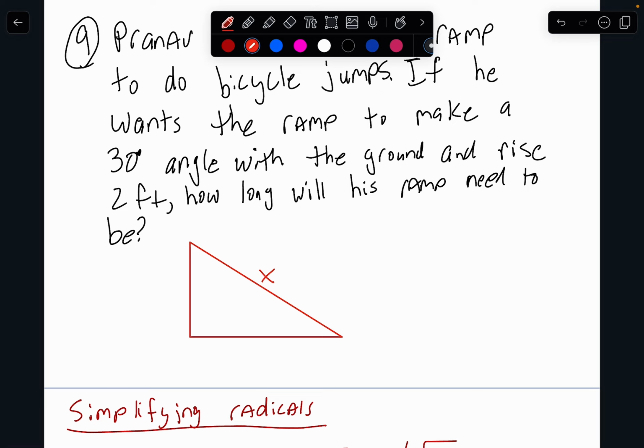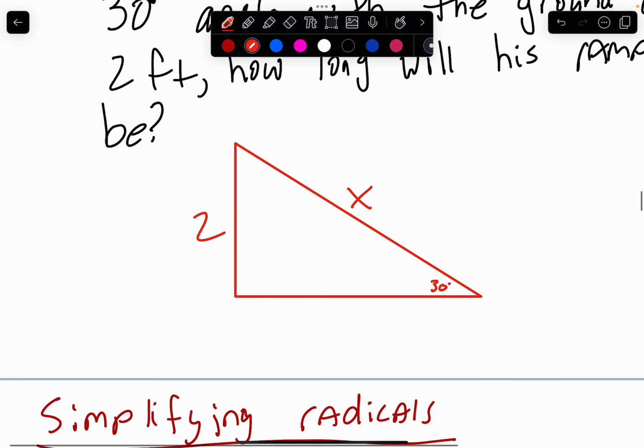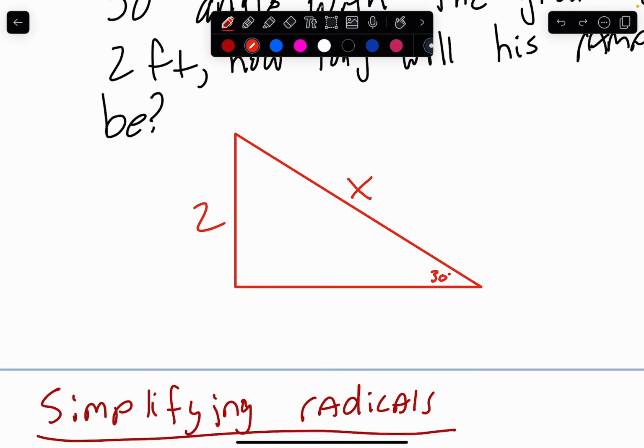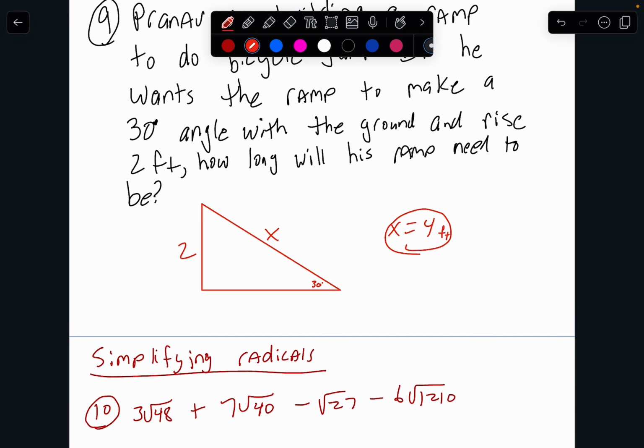It says it's going to rise 2 feet. Rise would be up and down, vertical. And it says it makes a 30-degree angle with the ground. Where does the ramp meet the ground? That would be over here. If I said it makes a 30-degree angle with the platform, then I would need to put the 30 degrees there, but I didn't. I said it makes a 30-degree angle with the ground. So the short leg is 2, so the ramp would have to be 4 feet long. 30, 60, 90 rules: the hypotenuse equals the short leg times 2.